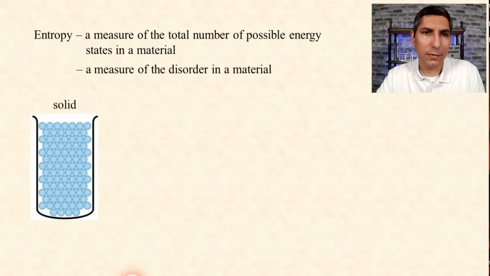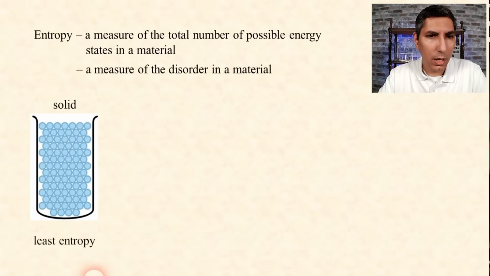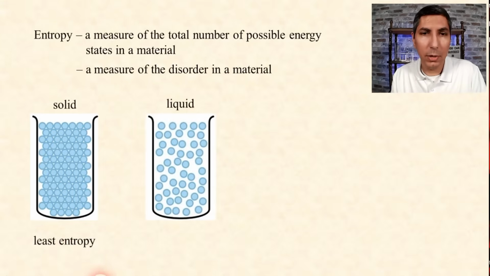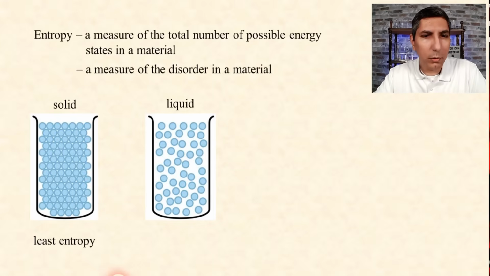So if you have a solid, not much disorder there. Everything is crystalline. It is in this nice orderly fashion. So you have very little entropy in a solid. So solid has the least entropy. As you move up in entropy and have a liquid, you have molecules that are able to move around freely. They're slipping and sliding around each other. So liquids have more entropy.